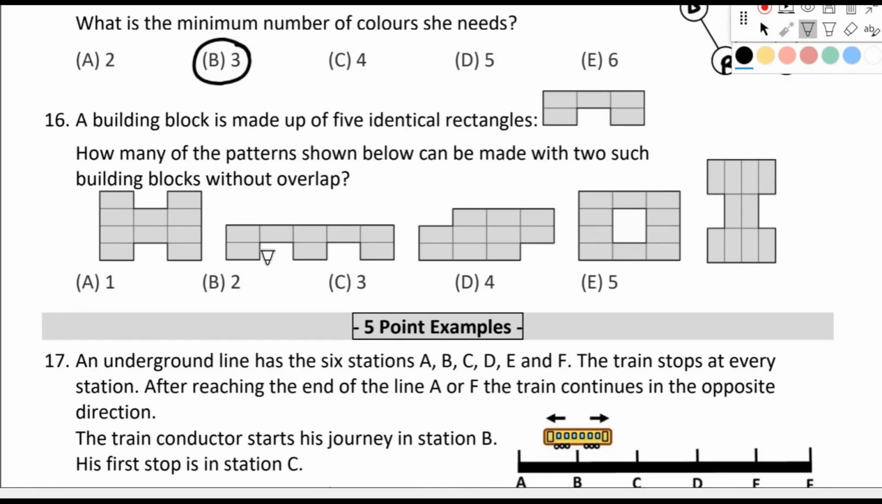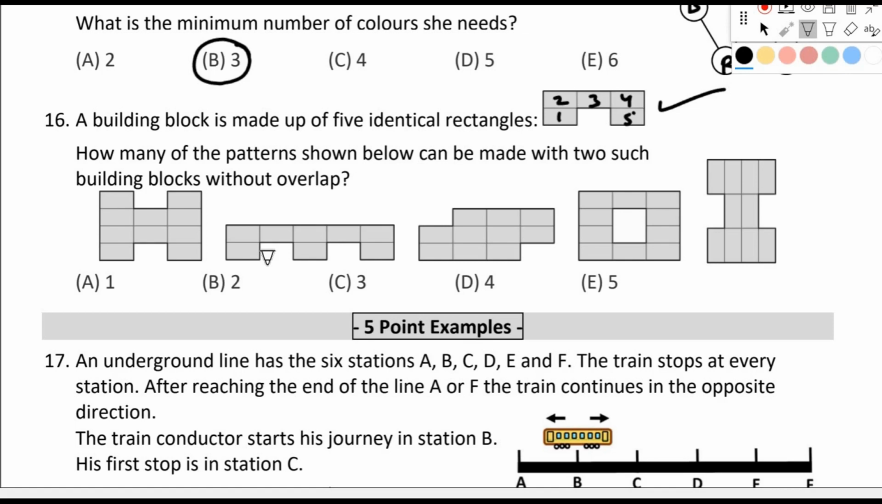Coming to 16th question. A building block is made up of 5 identical rectangles. So here 1, 2, 3, 4, 5, 5 identical rectangles which are in this form, where I'm putting a tick mark. How many patterns shown below can be made with 2 such building blocks without overlap? That means they should not overlap.